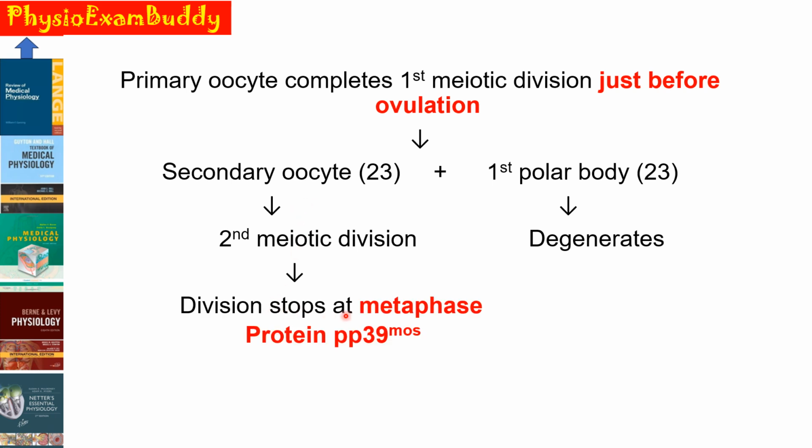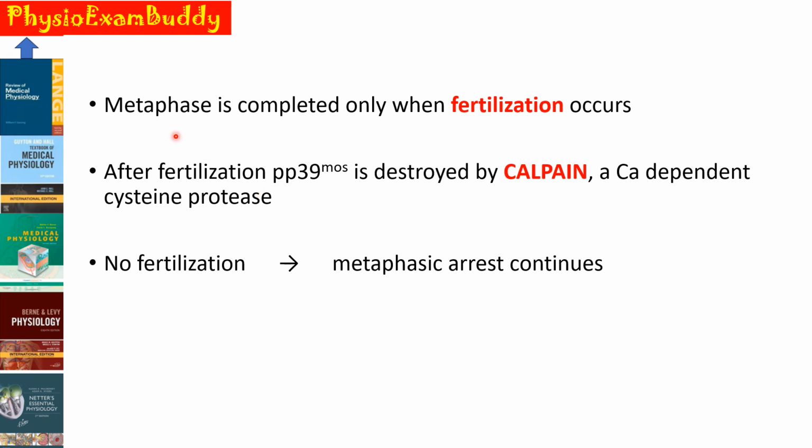But the division again stops at the metaphase because of a protein known as the pp39-MOS protein. Metaphase is completed only when fertilization occurs. After fertilization, there occurs destruction of the pp39-MOS, which is responsible for the arrest at the metaphase. This is destroyed by another protease known as calpain, a calcium-dependent cysteine protease.